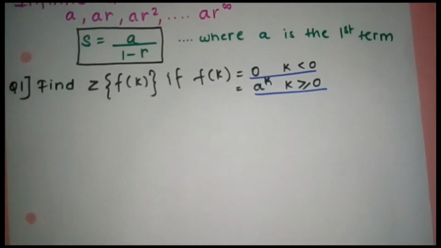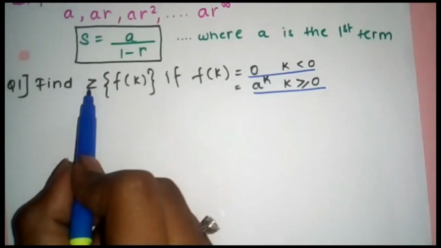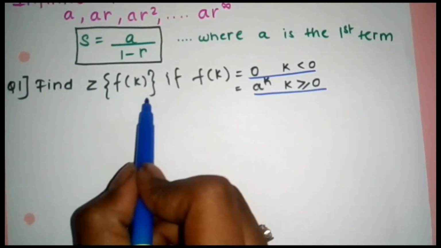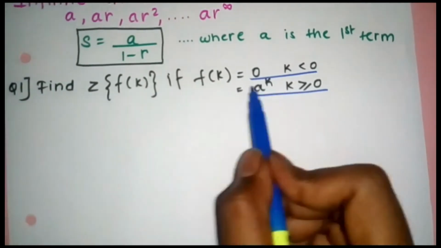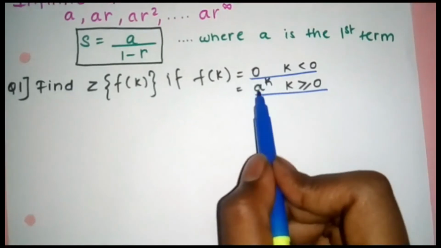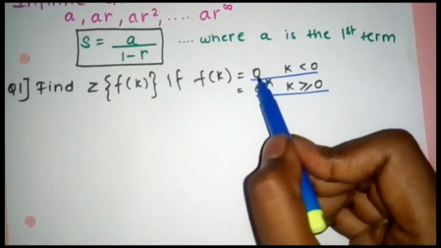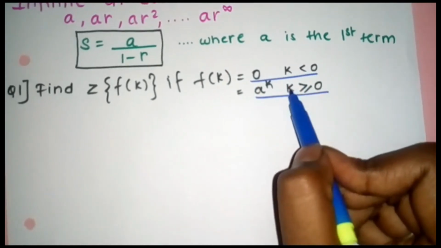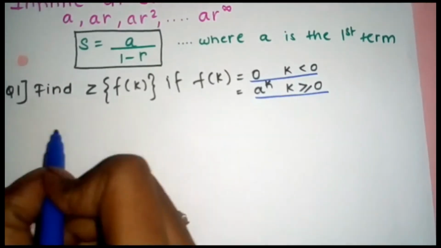To understand all these things, I have taken an example. Find the Z transform. The Z transform is always written inside curly braces. So we have to find the Z transform of f of k, and f of k is given over here. They have given two values, that is 0 and a raised to k. For 0 it is from minus infinity to minus 1, and for a raised to k it is from 0 to infinity.